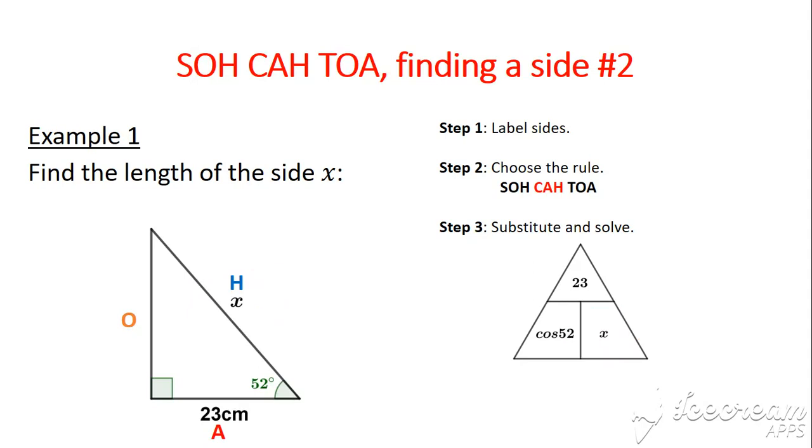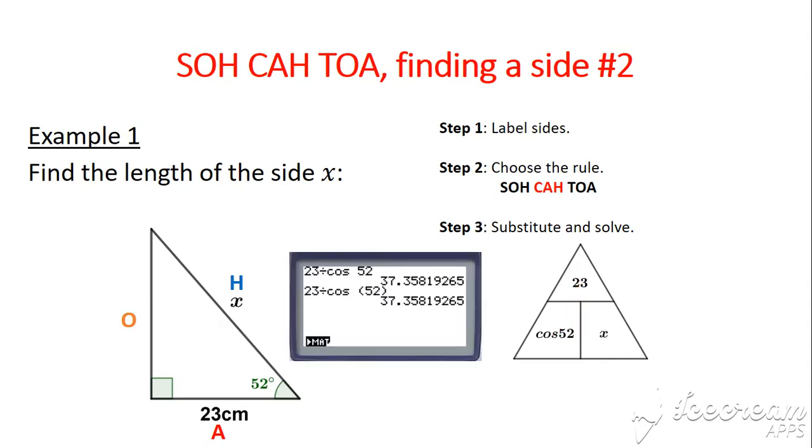Right, well this time in this triangle, we have one on the top and one on the bottom. In the last video, they were both on the bottom and we multiplied them. Because we have one on the top and one on the bottom, we're going to divide them. Now be careful, as you grab your calculator and go and divide them, please put in 23 first, because 23 is at the top of the triangle, and then go divide by cosine of 52.